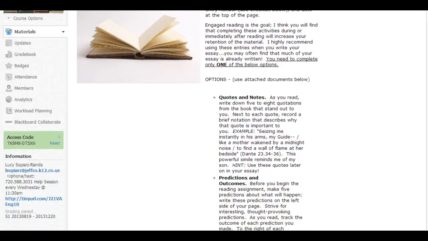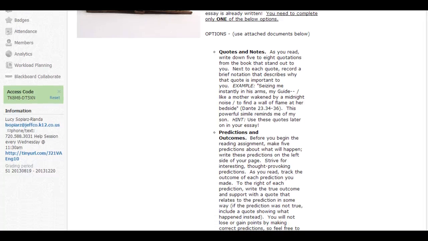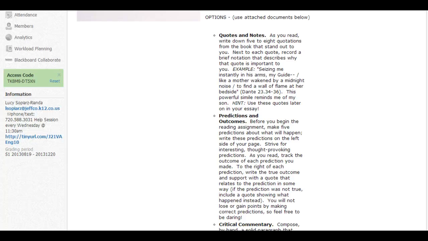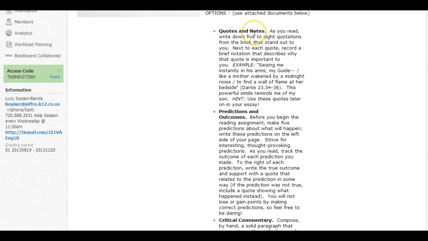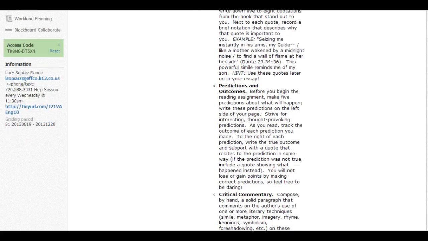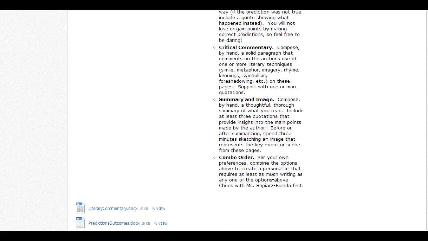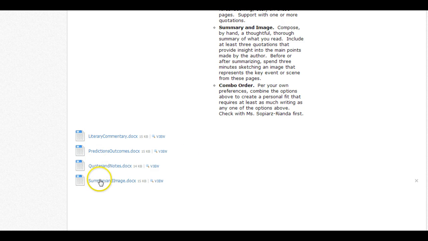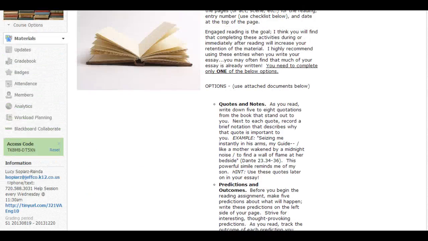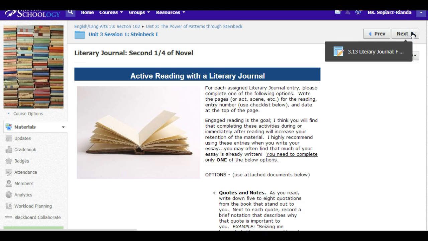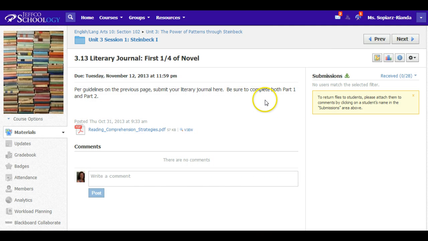You may often find that much of the essay is already written because you were asked to write about quotes and predictions and outcomes. You need to complete just one of these journal options for this session. So you can do quotes and notes, predictions and outcomes, critical commentary, summary and image, or a combination of things that you can contact me about if you want to do a combination. And again, there's documents down here that will help you with these 4 options for your literary journal this session. Okay? And there's also a part 2 to those literary journals. So here on the next slide, be sure to submit your literary journal and complete both parts 1 and 2 to receive full credit.